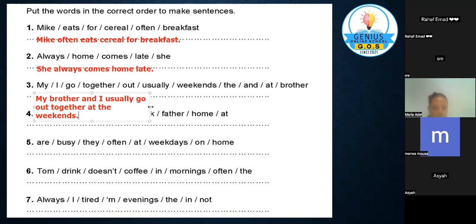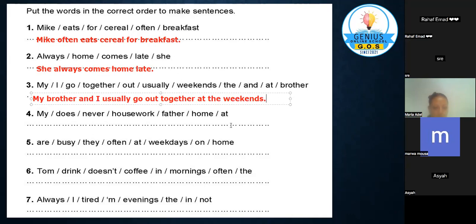Okay. Okay, Rahf, number 4. You can make number 4. Answer number 4. My father. Rahf, go ahead. Open your mic and answer number 4. Okay, Asya, continue number 4. My house. Father.